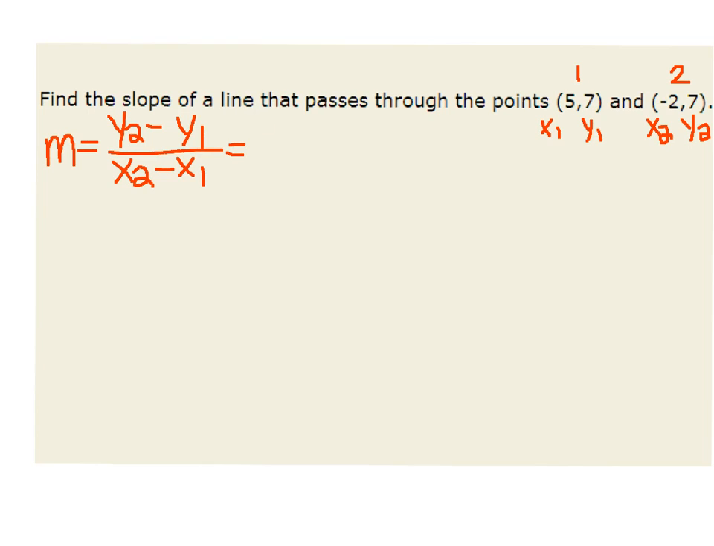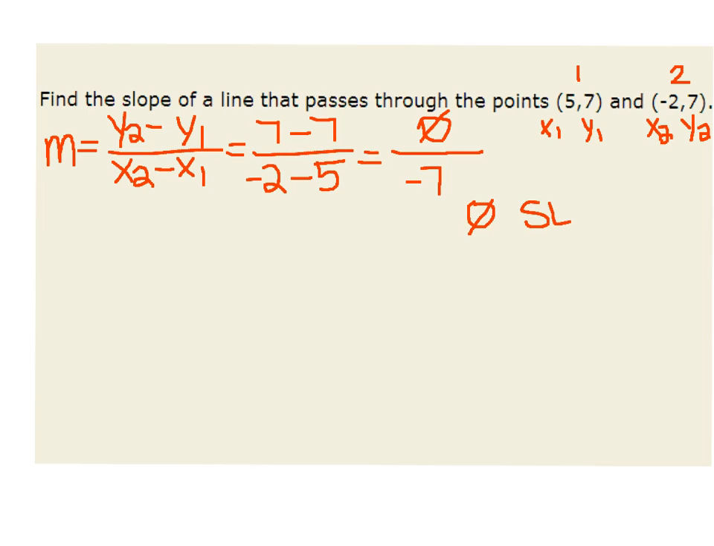So y2, 7, minus y1, also 7, over x2, which is -2, minus x1, which is 5. So look at denominator and numerator separate. We'll look at denominator first. We got -2 minus 5 gives us a -7. And that's under 7 minus 7, which gives us 0. And we know that 0 divided by any number is 0. So according to this, we figured out that our slope is 0.